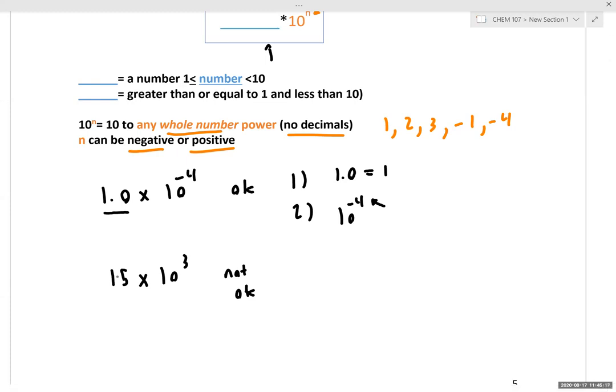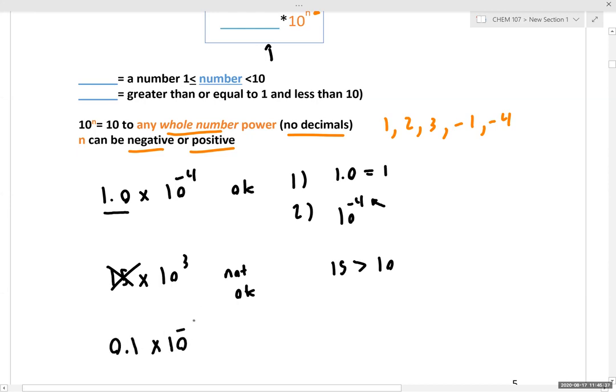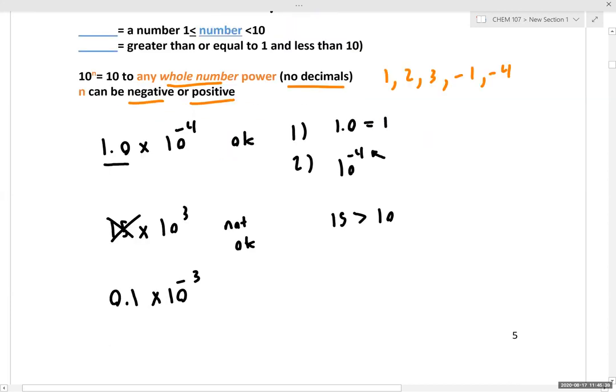Greater than 10, exactly right. This 15 is greater than 10, so this is not correct in scientific notation. 15 is greater than 10, so that doesn't follow our guidelines. Okay, what about 0.1 times 10 to the -3rd? Is this a reasonable number in scientific notation?